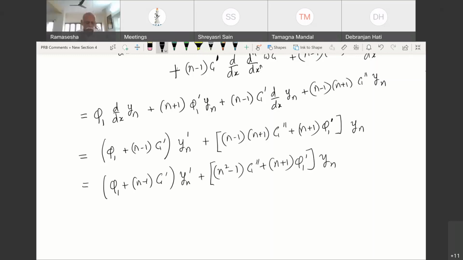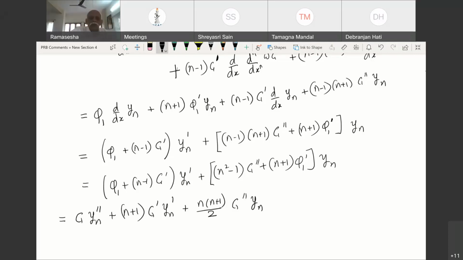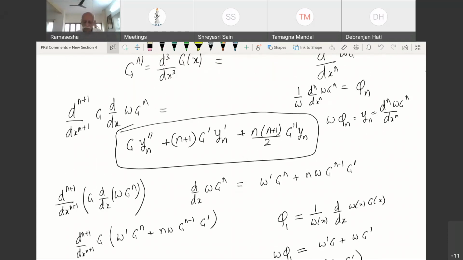So this I have to equate to the way I have actually obtained it the first time around. So the first time around I got it as the following: g times yn double prime plus n plus 1 times g prime times yn prime, plus n into n plus 1 by 2 times g double prime. If you go back and see it, this is what I got. See, g yn double prime plus n plus 1 g prime yn prime plus n into n plus 1 by 2 g double prime yn.